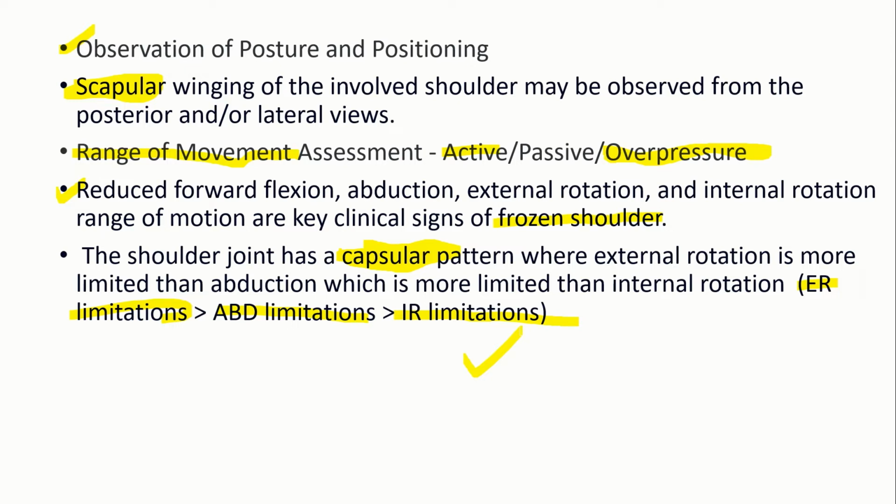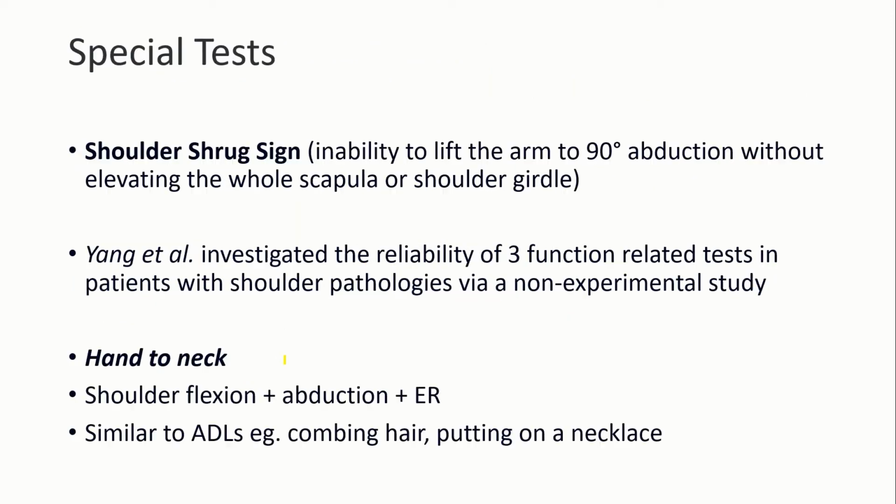For example, the patient is complaining of pain in the left shoulder, so we have to check these ranges of motion. External rotation limitation should be the greatest, followed by abduction limitation and internal rotation limitation. So all these things we need to check. Checking the capsular pattern is very important. If you think that the patient may have adhesive capsulitis, or to rule out adhesive capsulitis, we must check for capsular patterns in the patient. Okay, then special tests are a very important part and a very important tool for ortho physiotherapists.